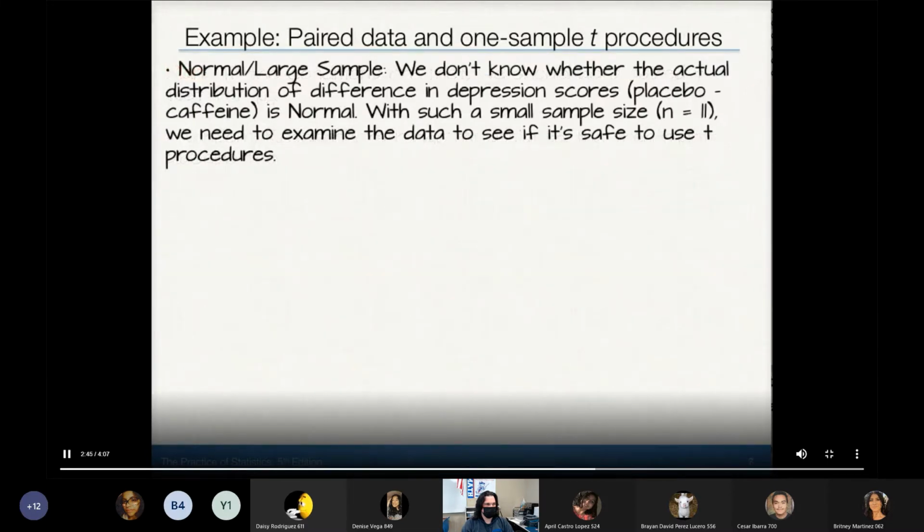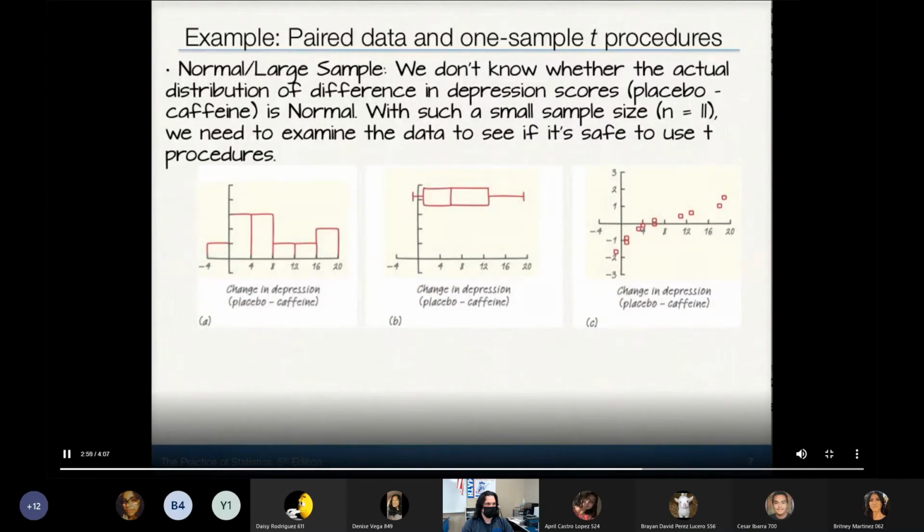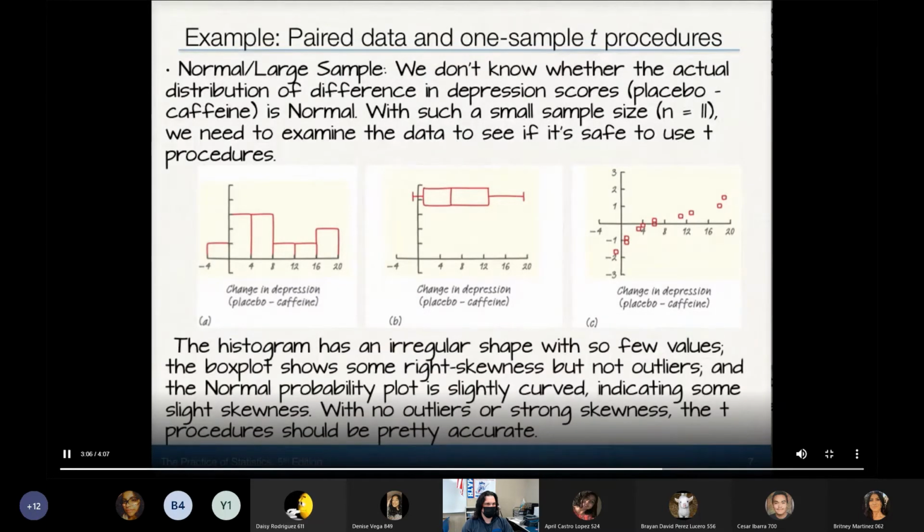And when it comes to the normal large sample condition, we don't know whether the actual distribution of differences in depression scores is normal, so we're going to have to do a little extra work here. With such a small sample size, we need to examine the data to see if it's safe to use t procedures. Well, here's a histogram, a box plot, and a normal probability plot of these 11 differences. The histogram itself does have an irregular shape with so few values.